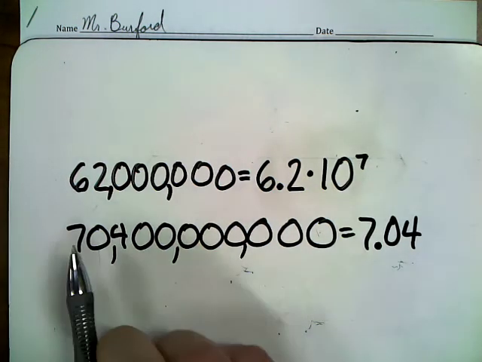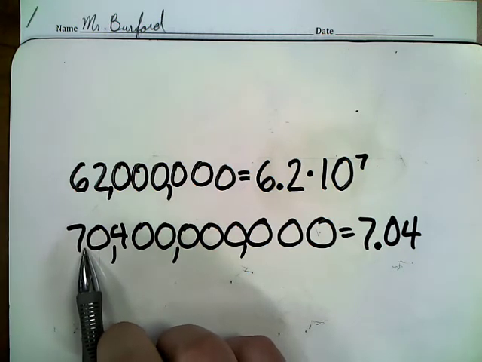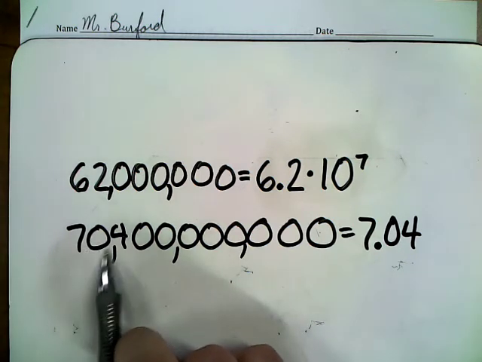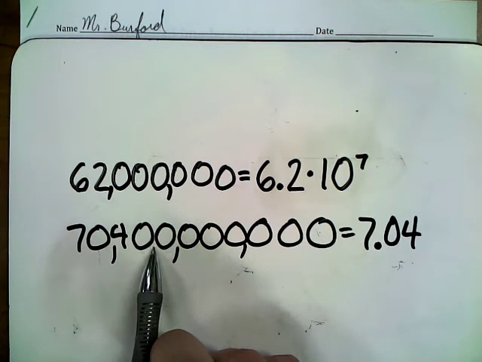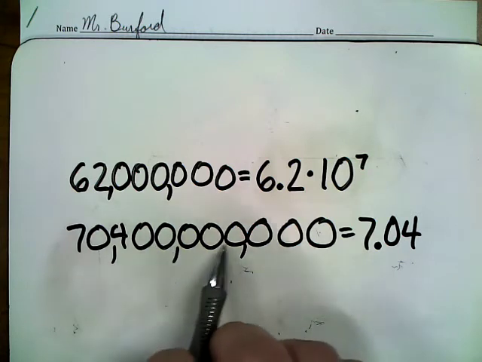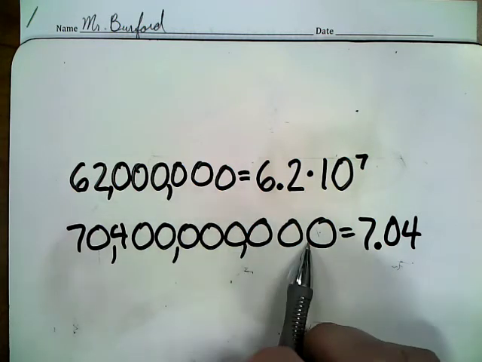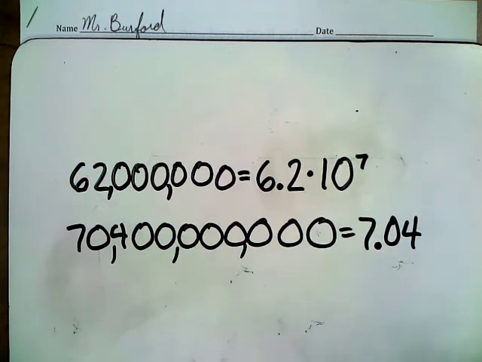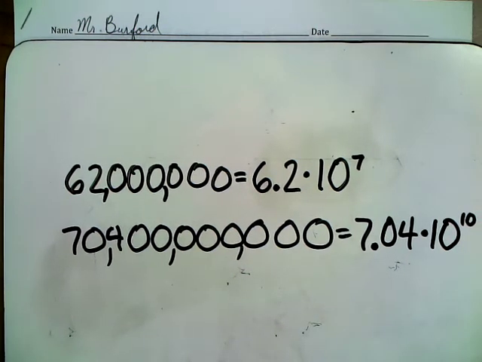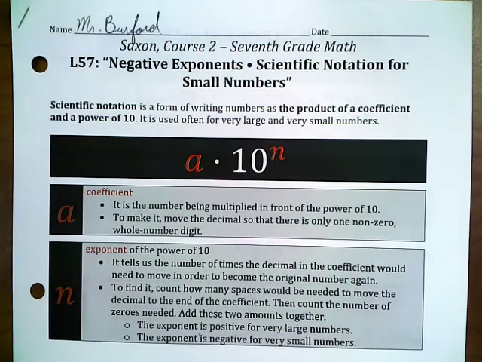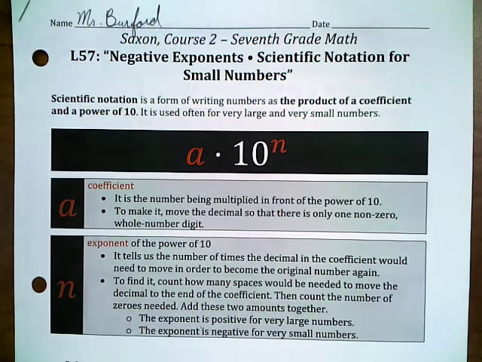For our other number here, this is where we put our decimal in the coefficient. So it would need to move once, twice, 3 times, 4 times, 5 times, 6 times, 7 times, 8 times, 9 times, 10 times. So this will actually be times 10 to the 10th power. So that's how scientific notation works for very large numbers. So now let's take a look at the notes here.